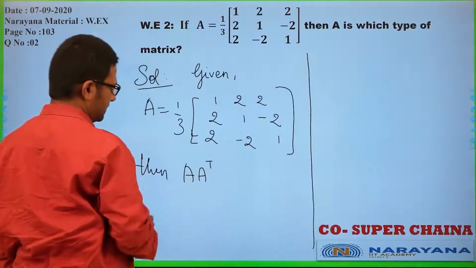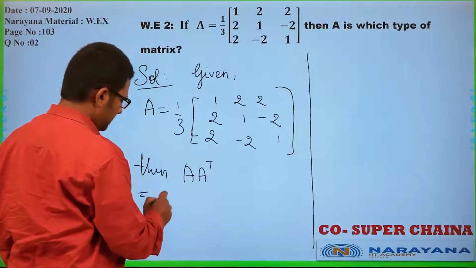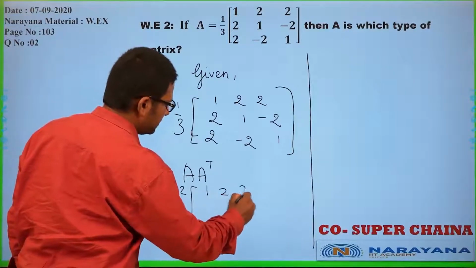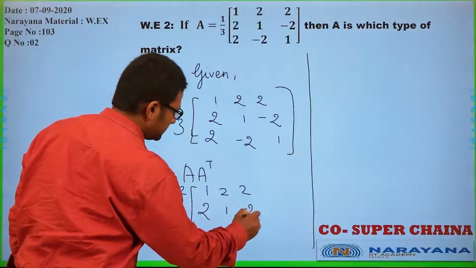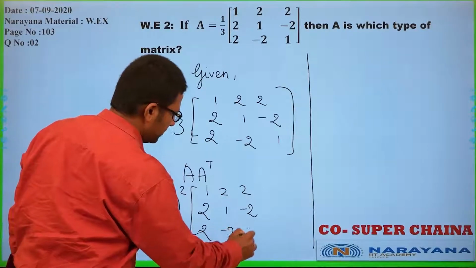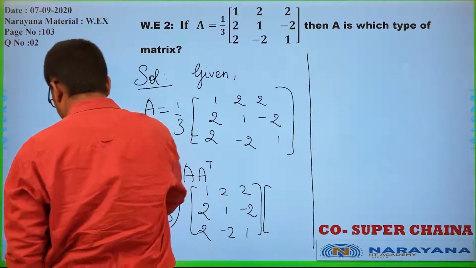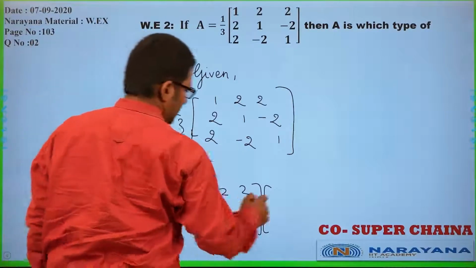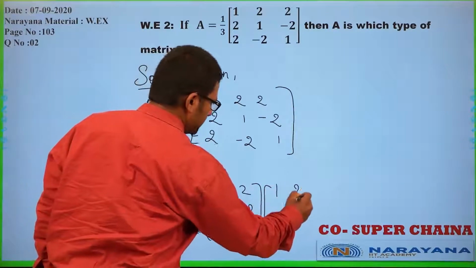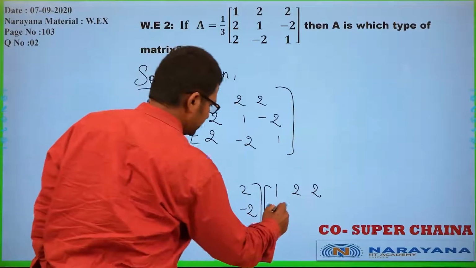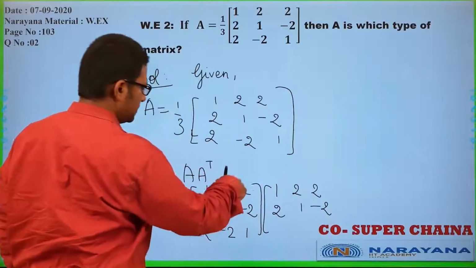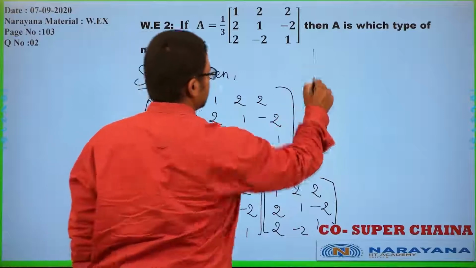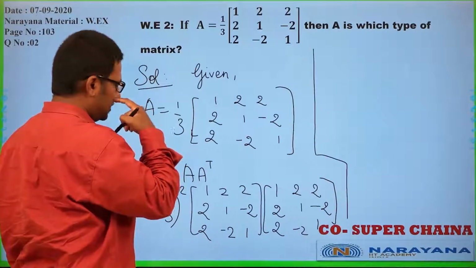Then AA transpose would be 1 by 3 square into 1, 2, 2, 2, 1, minus 2, 2, minus 2, 1 into its transpose. So 1, 2, 2, 2, 1, minus 2 and 2, minus 2, 1. So what would this turn out to be?